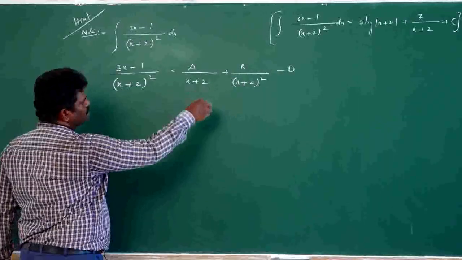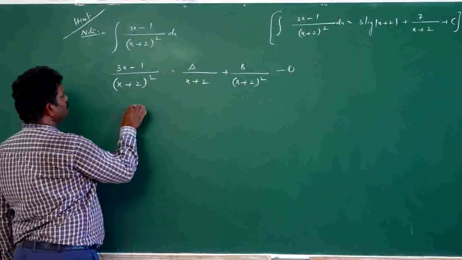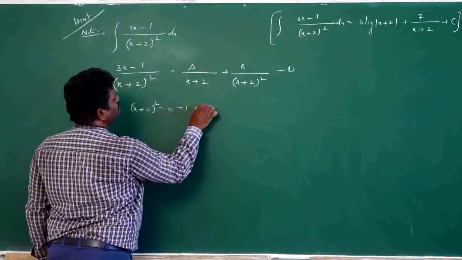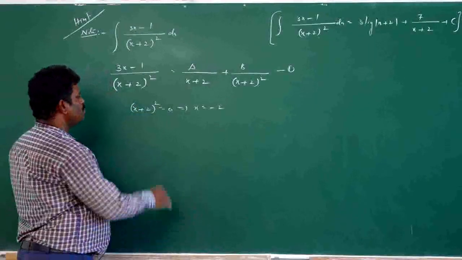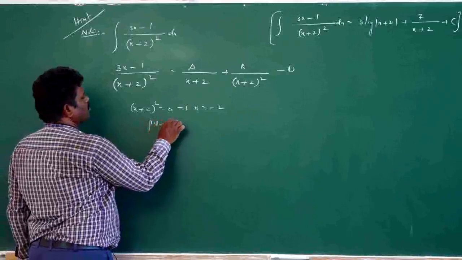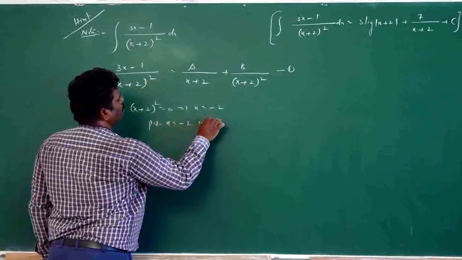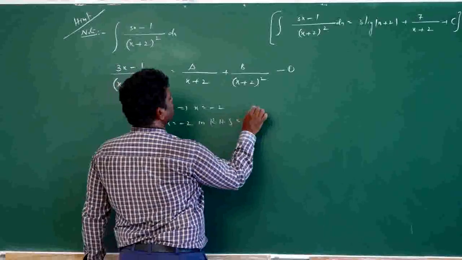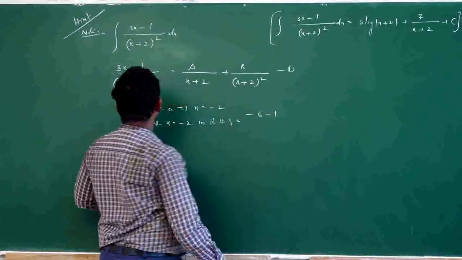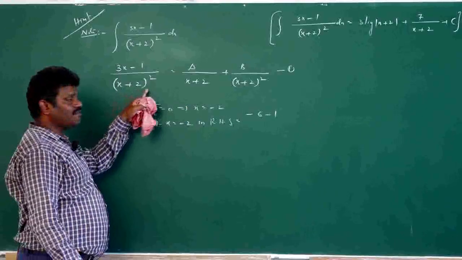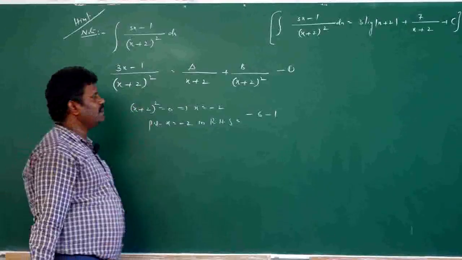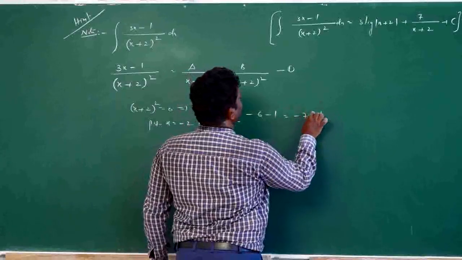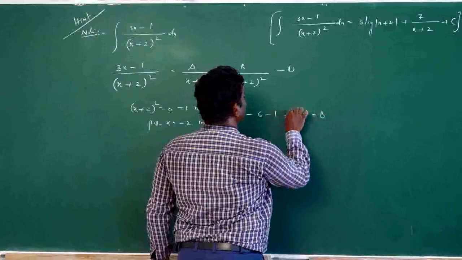Now to find the b value, suppose (x + 2)^2 = 0, that implies x = -2. Put x = -2 in the RHS. Substituting, we get -6 - 1, except that we don't substitute the value in that factor itself. So the value is -7, that is the b value.